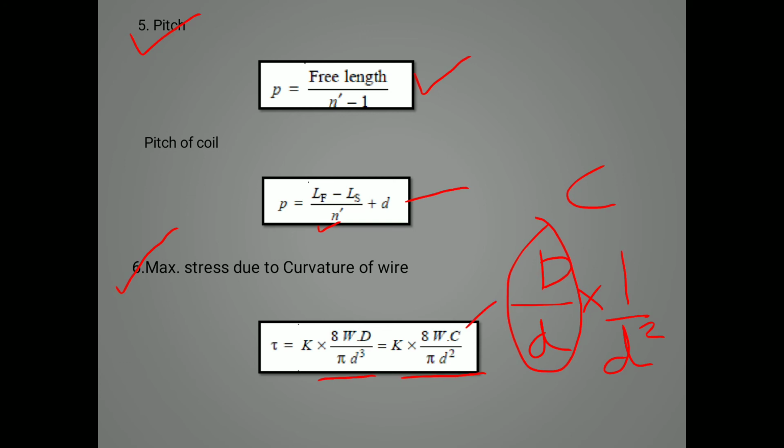So here you will modify this equation, K into W capital C upon pi d square. So finally we get tau is equal to K into 8WC upon pi d square. This is the maximum shear stress due to the curvature of a wire.